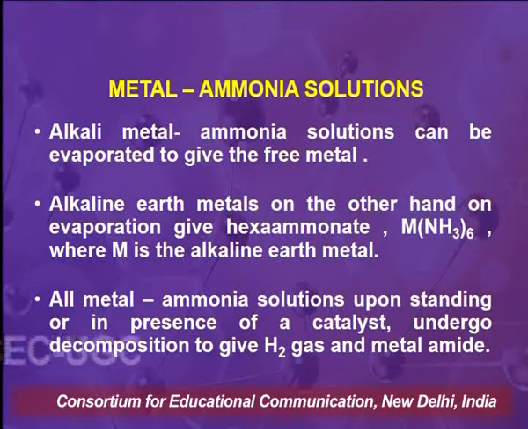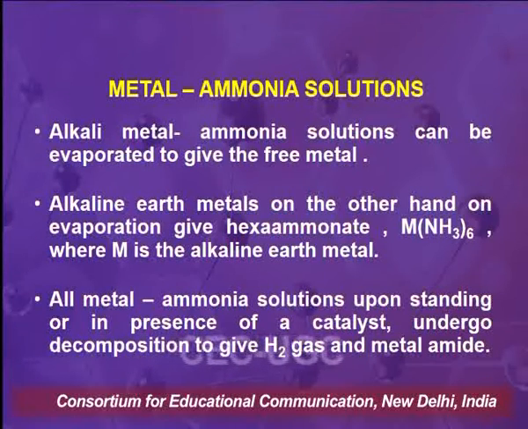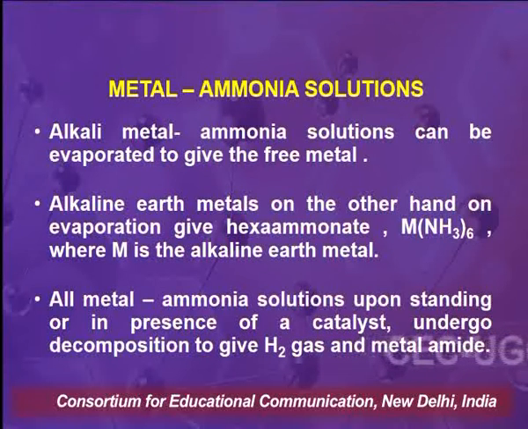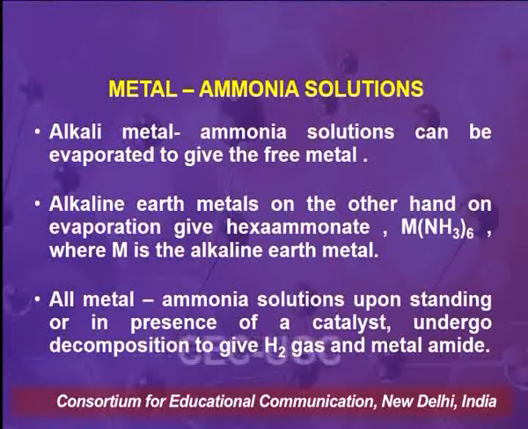Alkali metal ammonia solutions can be evaporated to give the free metal. Alkaline earth metals, on the other hand, on evaporation give the hexaammoniate ion, M(NH3)6, where M is the alkaline earth metal. Alkaline earth metals, that is group 2 elements, include beryllium, magnesium and so on. They produce hexaammoniate ions, whereas alkali metals in ammonia can be simply evaporated and they will give the free metal. That means we will get sodium from a solution of sodium in ammonia, whereas we will not get magnesium from a solution of magnesium in ammonia. Instead, we will get a magnesium ammonate complex.